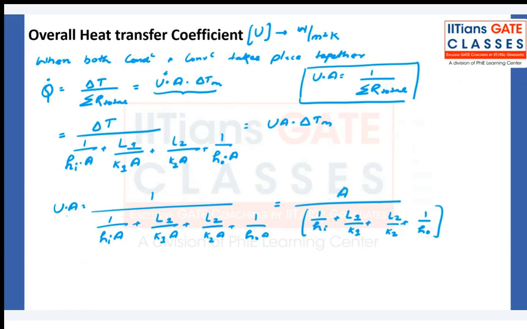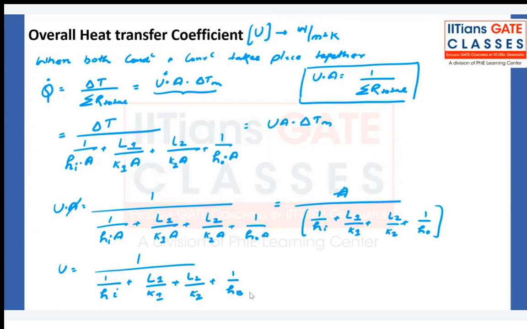And area can get cancelled. So U is equal to 1 upon h1 plus L1 upon K1. You have to remember that I am taking area as constant. That's why I have cancelled the area. Sometimes it may happen that area is not constant, so you cannot take area outside and you cannot cancel. Then you have to mind what area you are taking. So for example, we will see later on that in a cylinder, inside area and outside area are different.